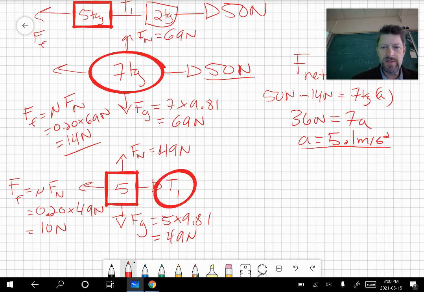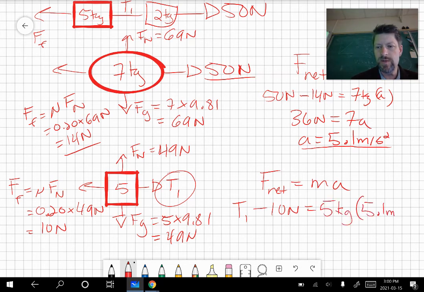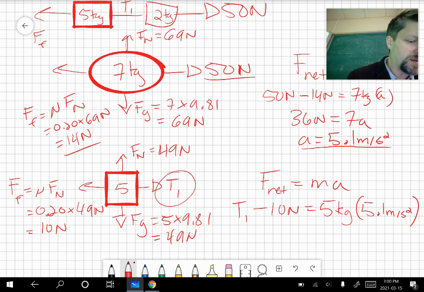The question wants me to find tension. So I write Newton's second law again, F net equals ma. Forwards forces, that's tension, minus backwards forces. Without friction, we just had T1 equals. T1 is the net force. But in this case, I've got 10 newtons backwards that I have to include. And then I've got 5 kilograms, and we know what the acceleration of the system is. It's 5.1 meters per second squared. So I got to go 5 times 5.1. 5 times 5.1 is 25.5.